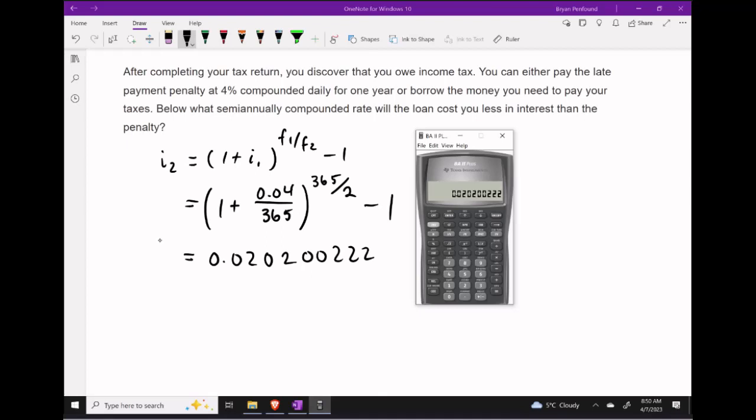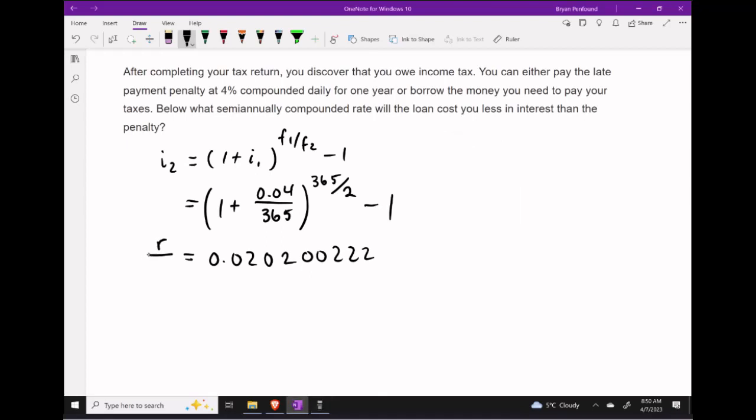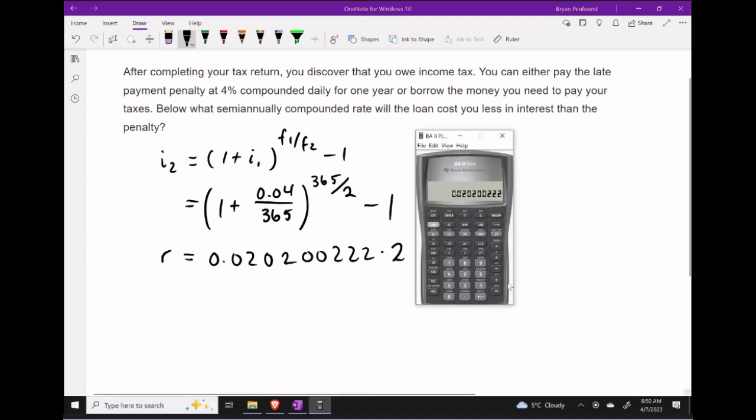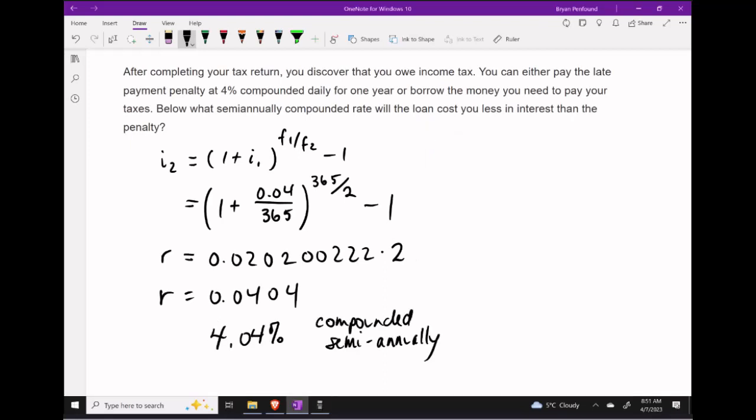And remember that we can determine the nominal rate by taking I2 and let's replace that with R over F. And in our case, this is a semi-annual rate. So if I want to solve for R, I should be able to multiply this decimal number by 2. So pulling up our calculator again, let's multiply this number by 2. And rounding correctly to 4 decimal places, we get about 0.0404. This means that 4% compounded daily is equivalent to about 4.04% compounded semi-annually.